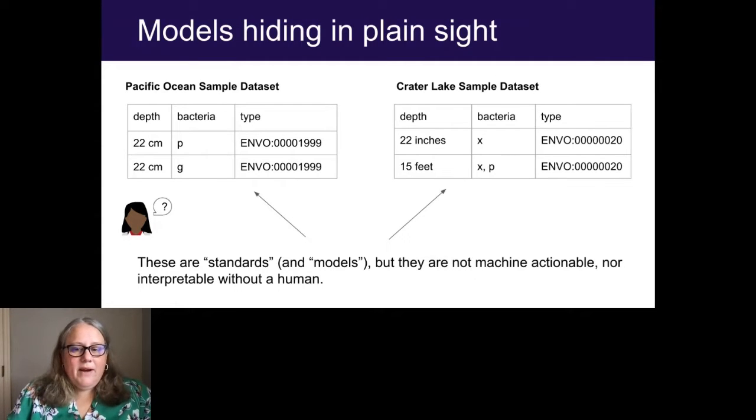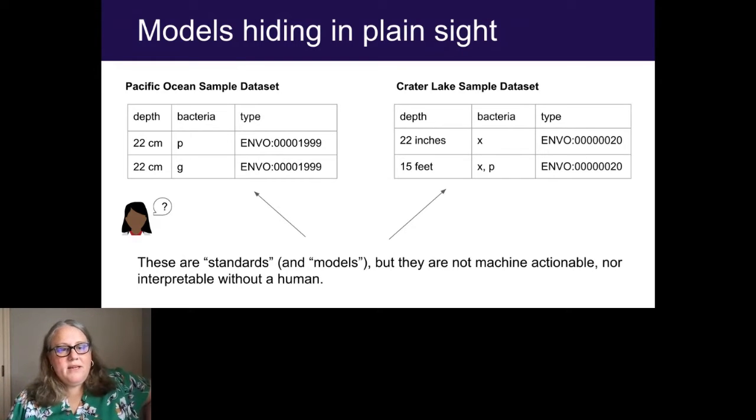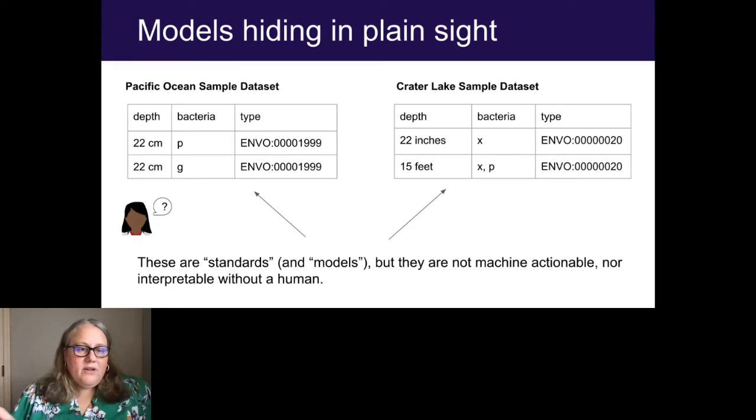So I think the point I'm trying to make here is that models for our data are really hiding in these data sets in plain sight. These are standards, they are models, but they're not machine actionable, and it really takes a human to interpret the values. As a researcher trying to combine these data sets, I don't have metadata to know that all the values in the depth column for one data set are feet. I don't know if the bacteria column in the Crater Lake data sample holds a list or a single bacteria with a comma in the name.